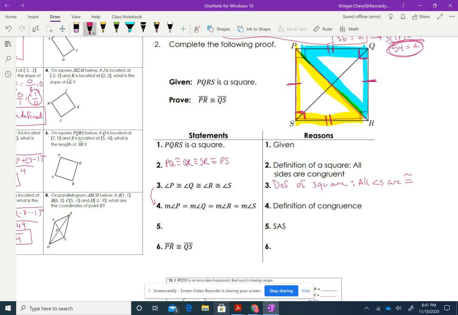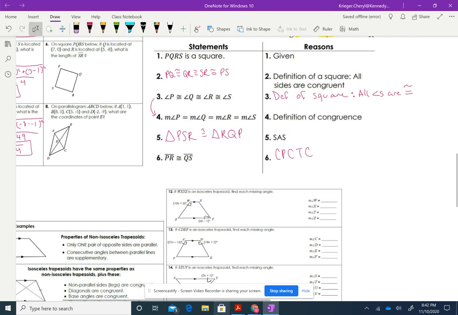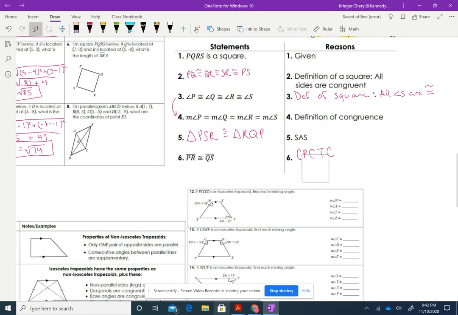Okay, so let's say that triangle PSR is congruent to triangle RQP, because of side angle side. And then once we have congruent triangles, we can say PR is congruent to QS, right? Because of CPCTC, corresponding parts of congruent triangles are congruent.